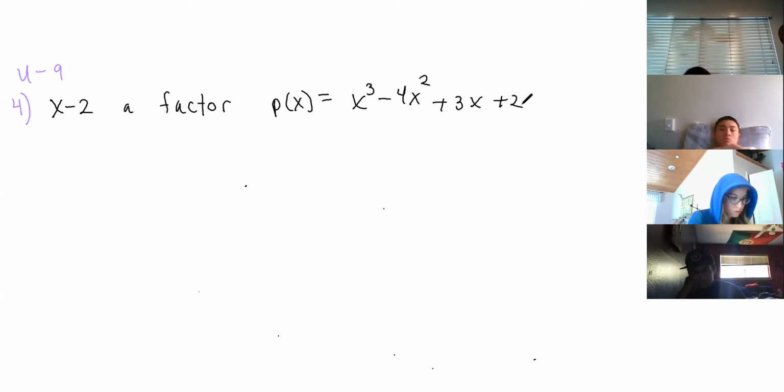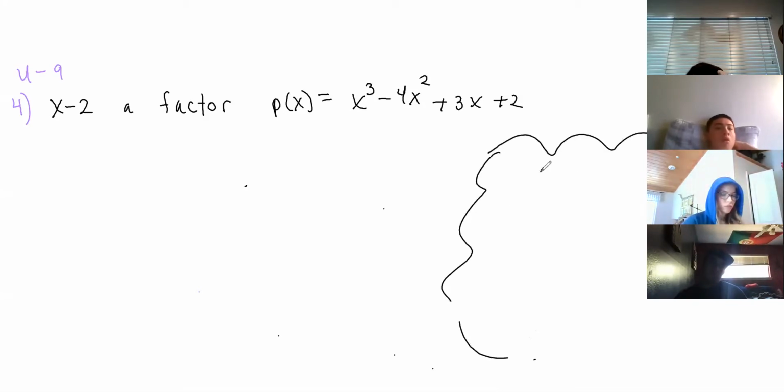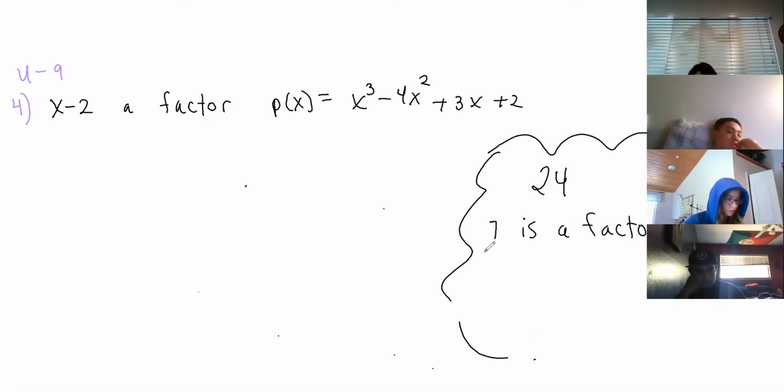All right, is x minus 2 a factor? There are different ways of figuring this out. If a number is a factor, your remainder is 0. That's true on any number. For example, if I have the number 24 and I want to know if 7 is a factor, if you divide 7 into 24, will you end up with a remainder of 0? No. Does 24 divide by 7 evenly? No, so it's not a factor.